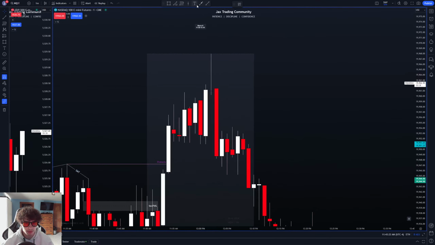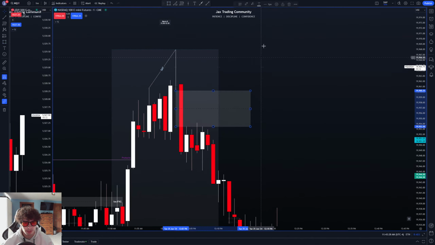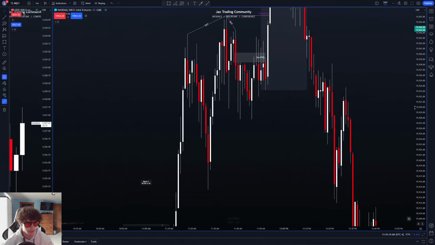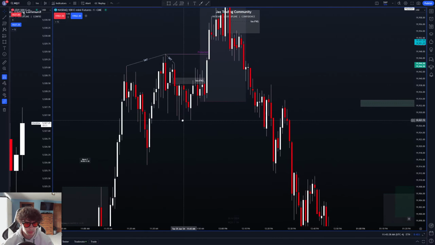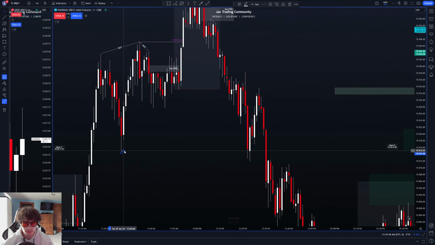We did get a good setup here again, though. We had another SMT created right here, and I actually did take a second entry on this. So we had a fair value gap, and I took a second entry right here. This is where my entry was, and I took my profits down at this low right here. Or no, I took it at like there was a 5-minute fair value gap. No, I did take it at this low. This was my TP.